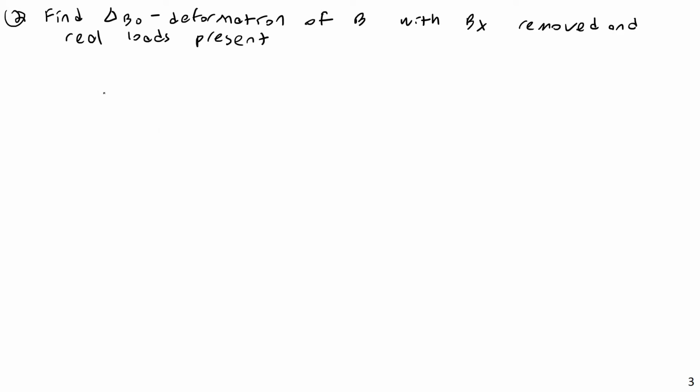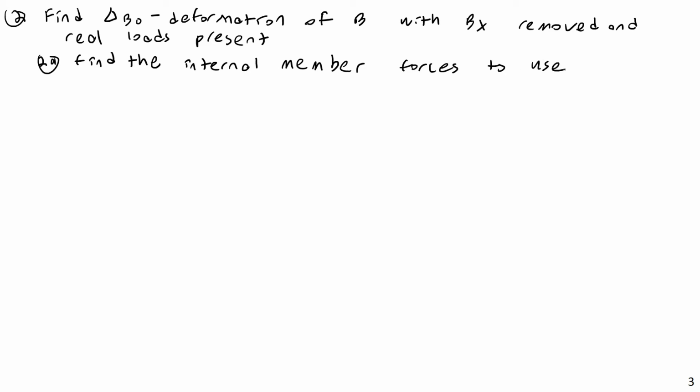Okay, so let's go ahead and get that. And 2A, the first step of 2A, is essentially to find the internal member forces under these real loads. I'm going to apply the virtual work method that we looked at a couple weeks back. Find the internal member forces to use as part of virtual work.